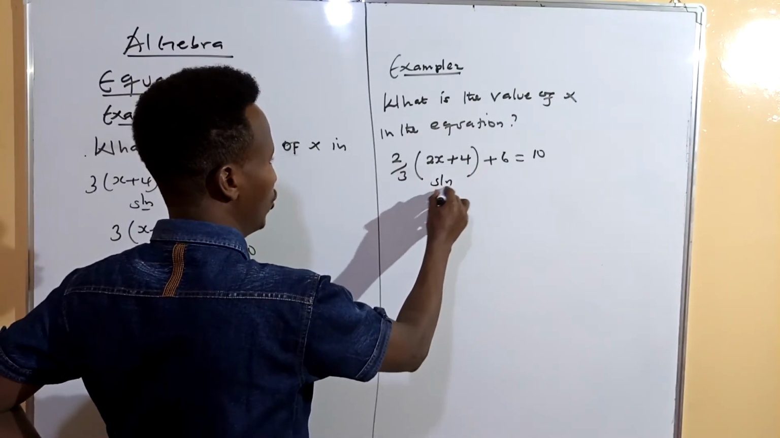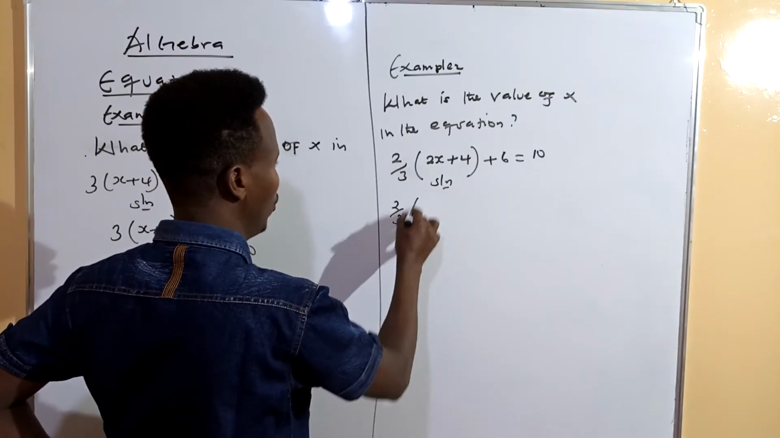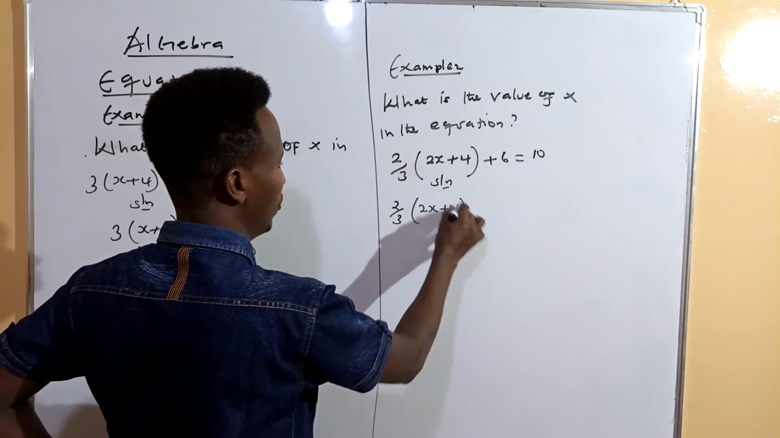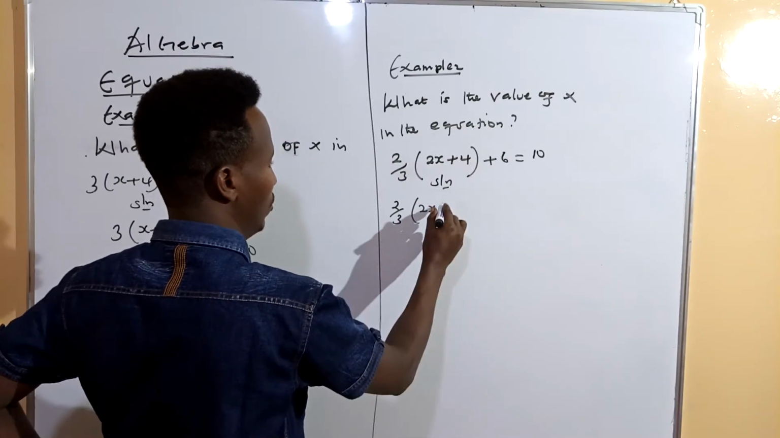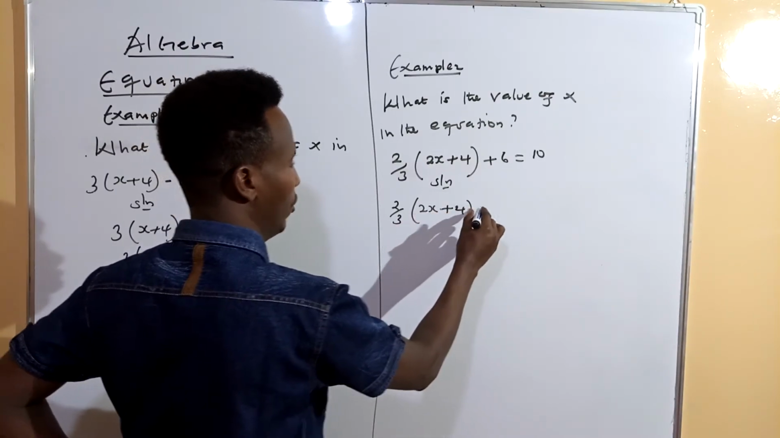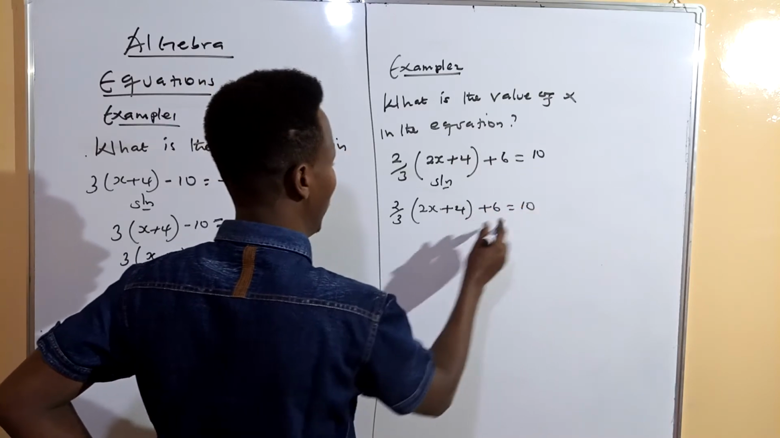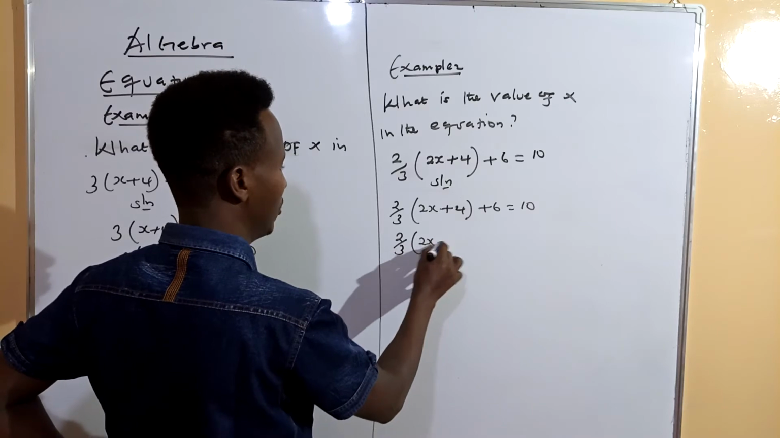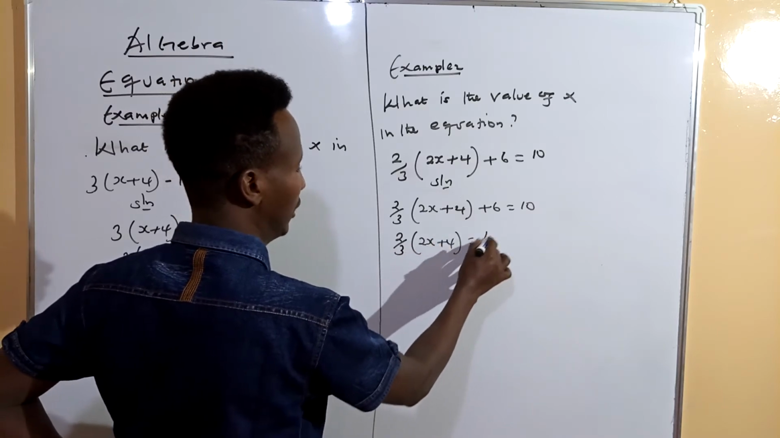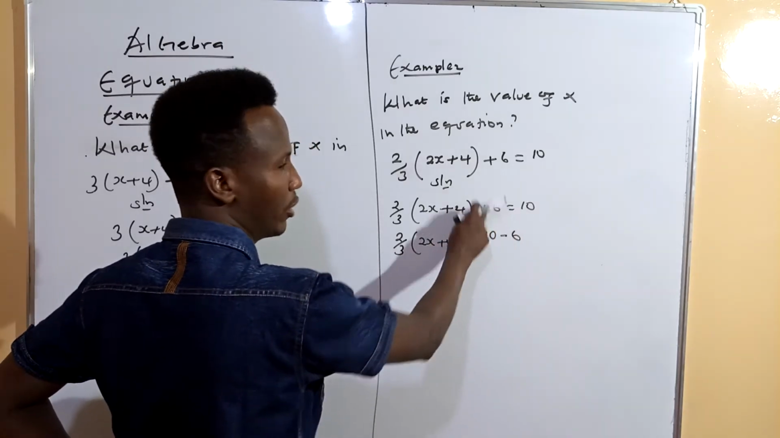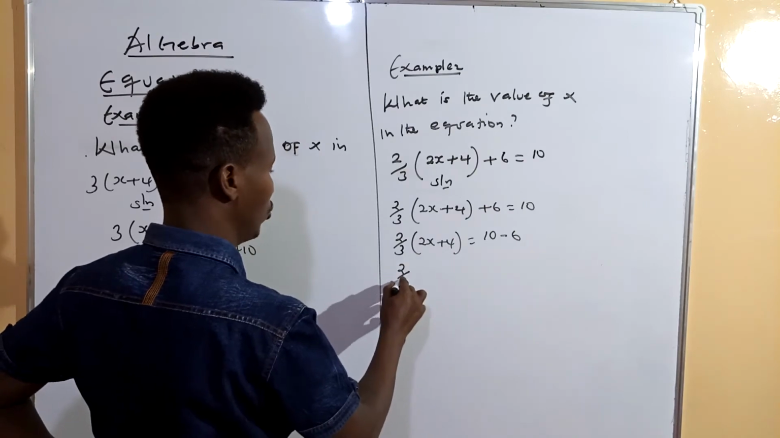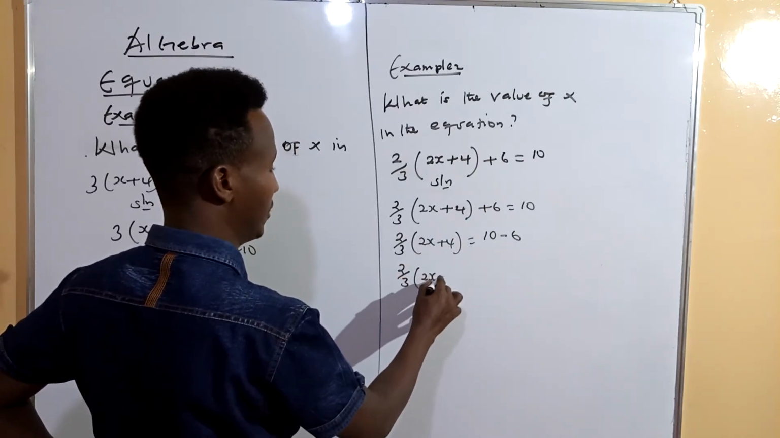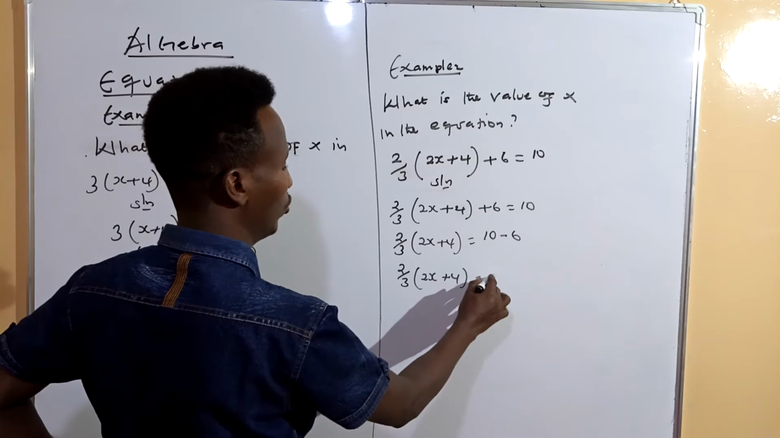I am coming to the solution. We have this one 2 out of 3 into 2x plus 4 plus 6 is equal to 10. Then take 6 to the other side. 2 out of 3 into 2x plus 4 is equal to 10 minus 6. So, 2 out of 3 into 2x plus 4 is equal to 4.